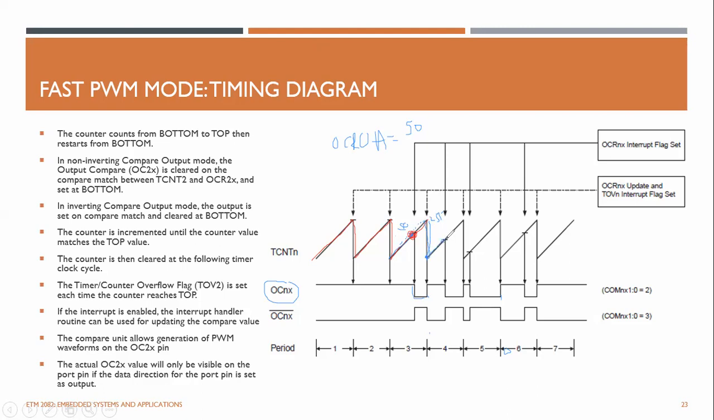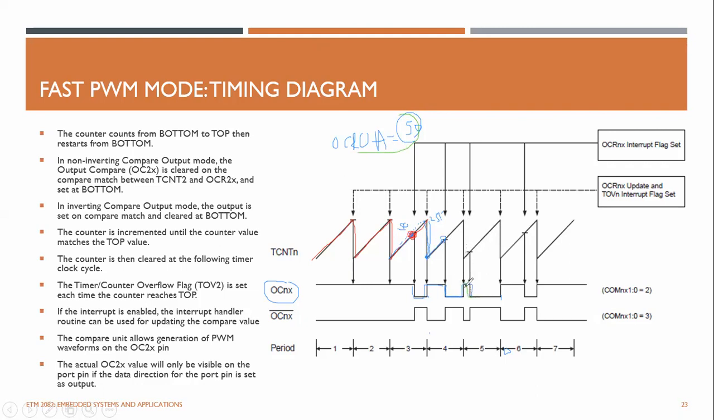When it meets this OCR0A value, it will clear that, right? At the bottom, it will set. When it reaches the OCR0A value, it will clear. Likewise, you can generate a PWM. So by changing this OCR0A value between 0 and 255, your duty ratio can be adjusted.